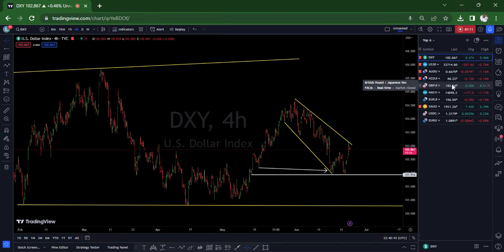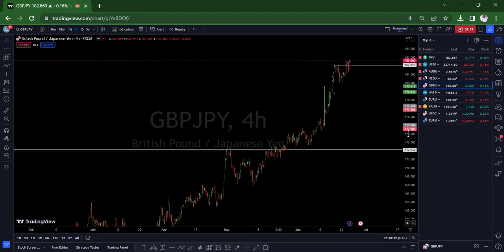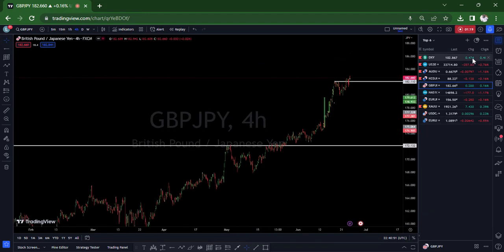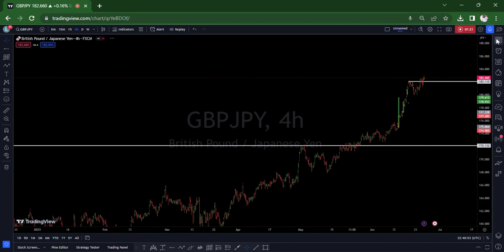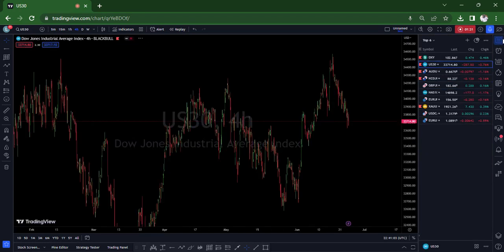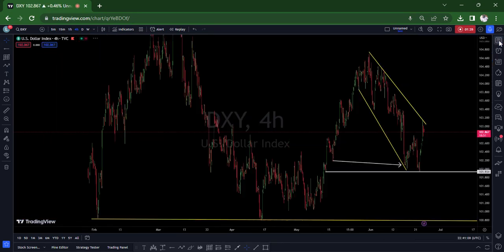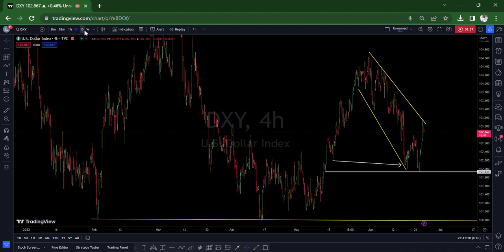Although I have other pairs like UPJPY, I'm still looking, still watching on how it would unfold. So that's not really giving me my ideal style of entry according to my plan. So let's move to the DXY first. Let us talk about the DXY. Okay, this is the DXY.